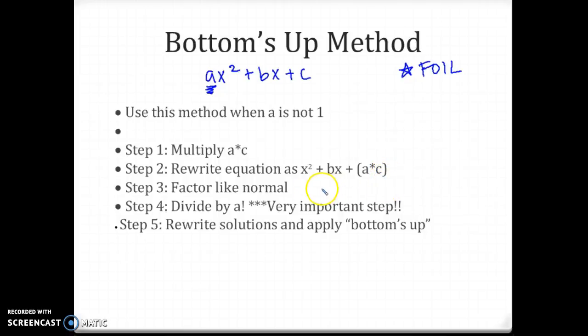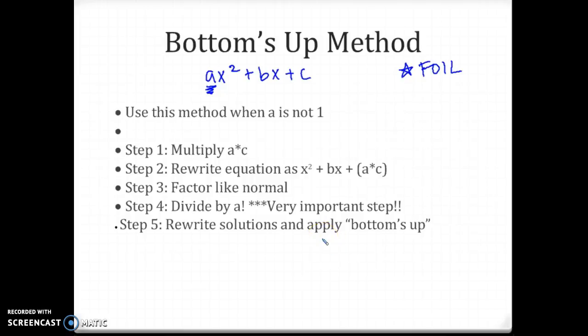Then we're going to factor like normal. Once we take a and move it to be part of c, this is just like what we factored in class the other day. A equals 1, so we want to multiply to my new c and add to b. Then you have to divide by a. We have to take that a back out, and then you're going to rewrite your solutions and apply bottoms up. And then you'll see what we're talking about in just a second.